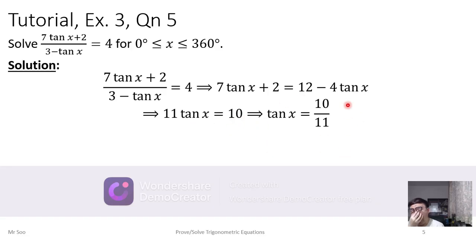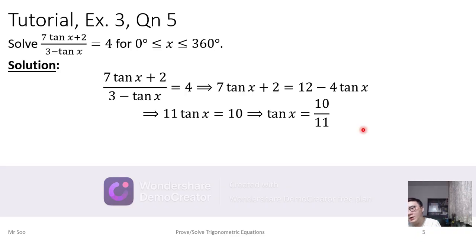Now, take note, this is our final expression from the given one. From here, it is clear that tangent x is a positive value, which means your underlying angle x, according to the ASTC rule, should lie in Q1 and Q3. So later your answer for x, you have to find in quadrant 1 and quadrant 3.